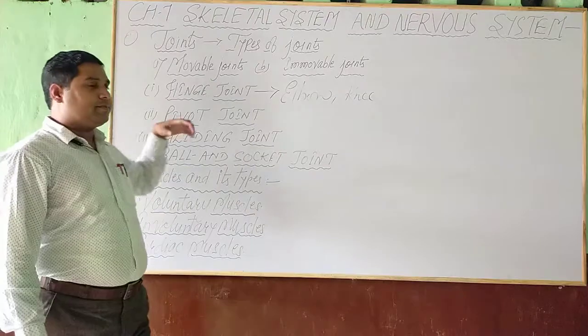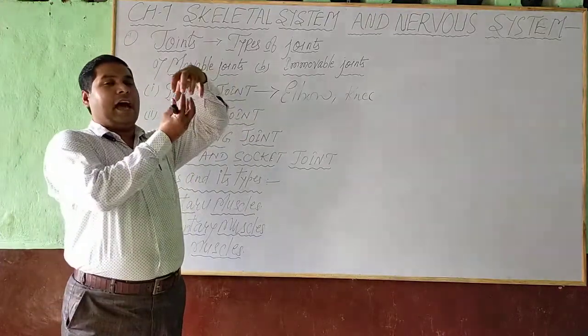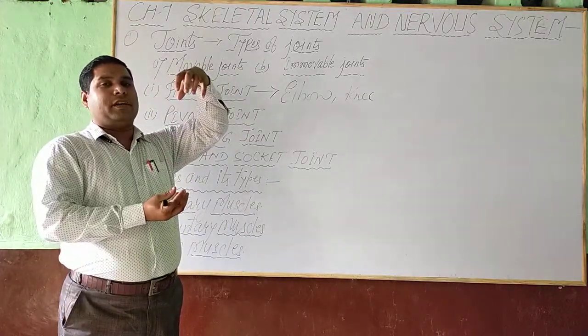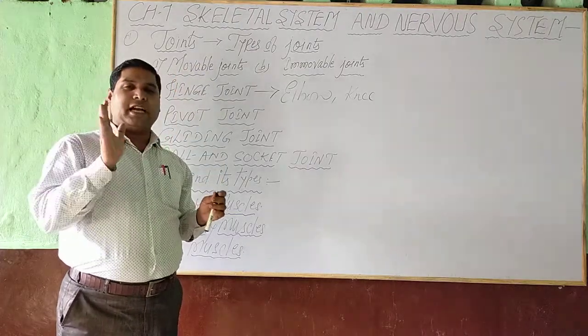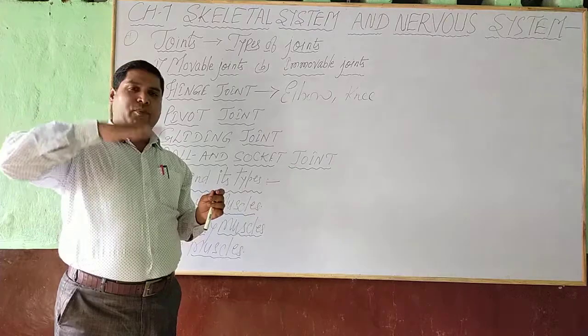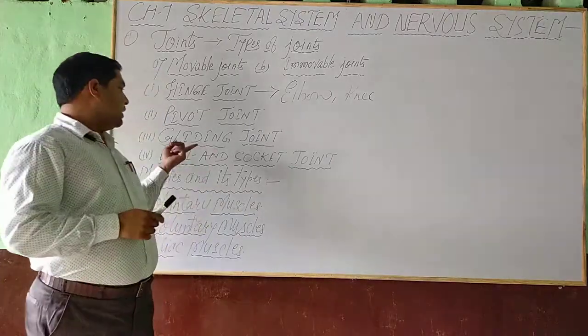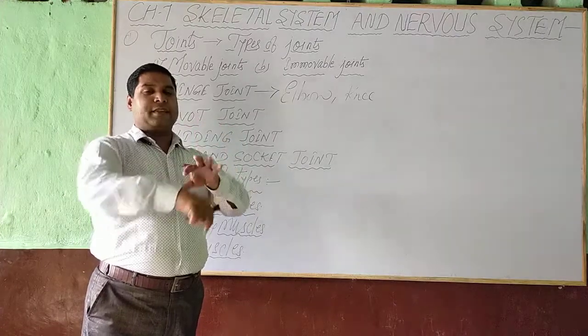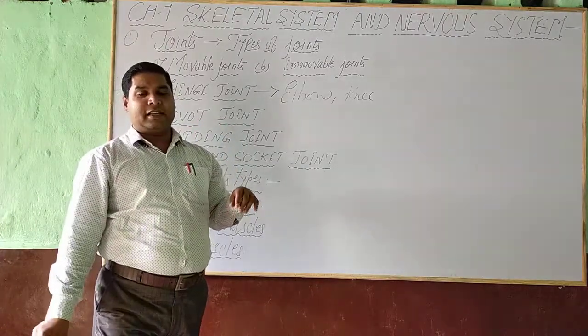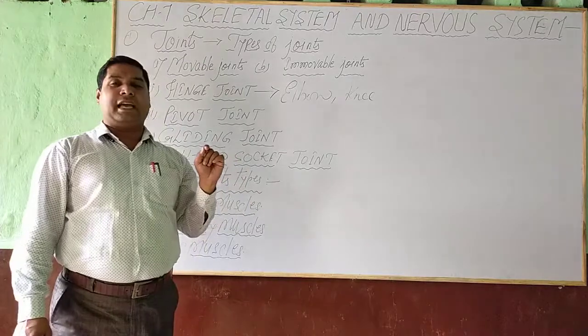Second, pivot joint between the skull and backbone. It helps our head to bend side to side, and bend upward and downward. Gliding joint is present in our wrist. This is known as a wrist, and at the leg, at the down portion, it is known as ankle.